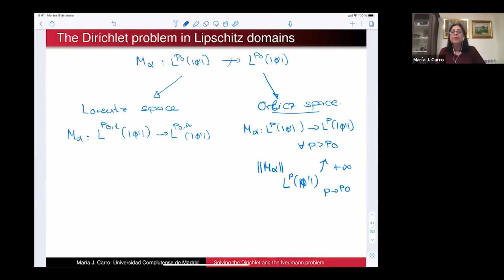Okay, and then we will see that if we have some information of how this blows up, how this behaves, then we still have some opportunity to have some boundedness in some logarithmic spaces. So this is what we are going to do now. We are going to start with the case of Lorentz spaces.